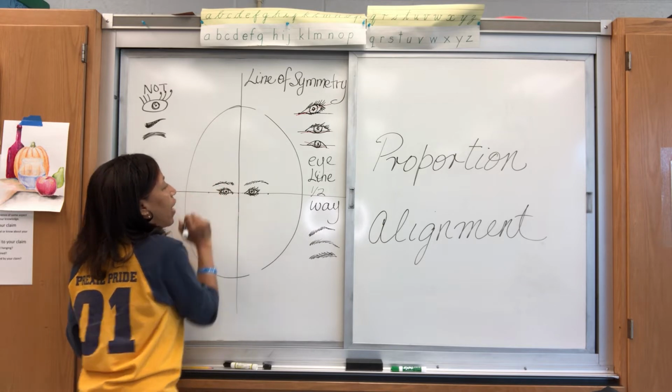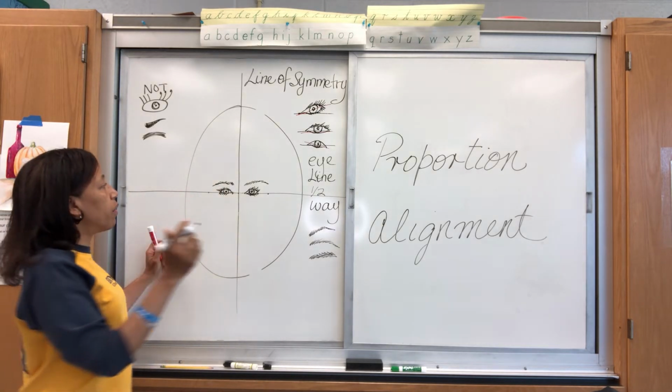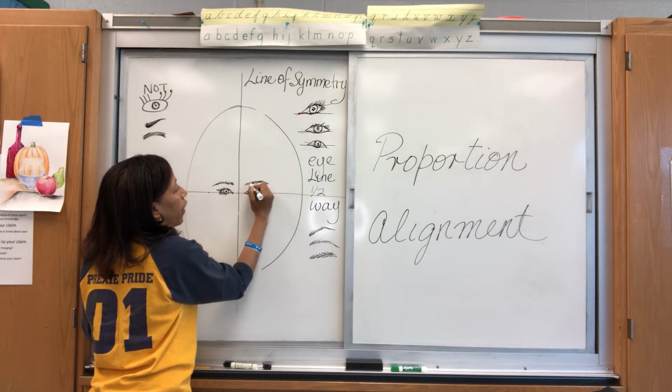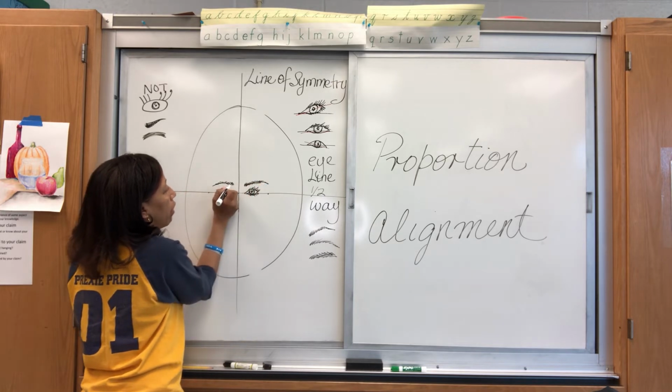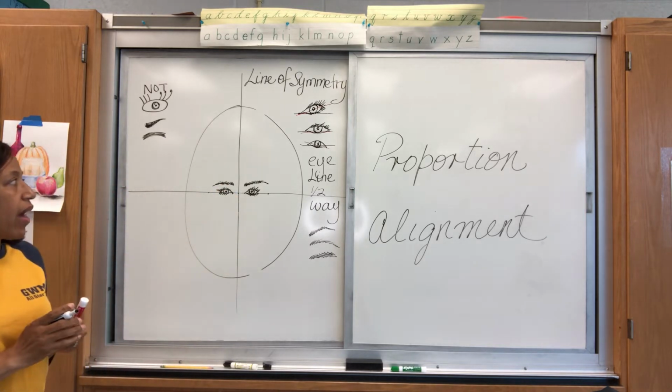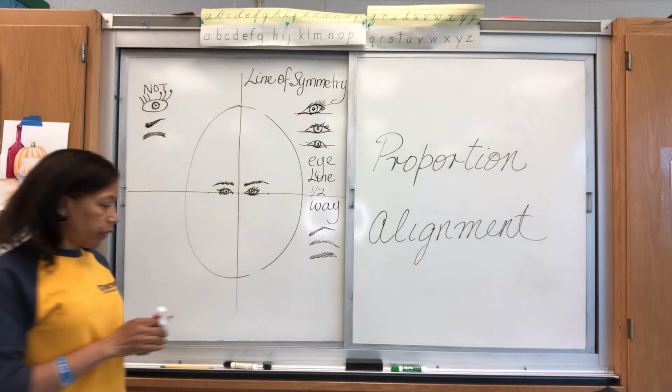Sometimes these two are not exactly the same. Similar, but not exactly the same. And sometimes they overlap. They're little short ones that kind of overlap the longer ones. Again, similar, but not the same. So there we have eyebrows.